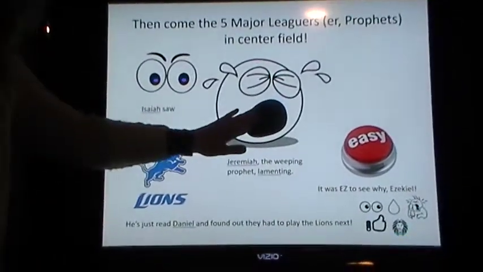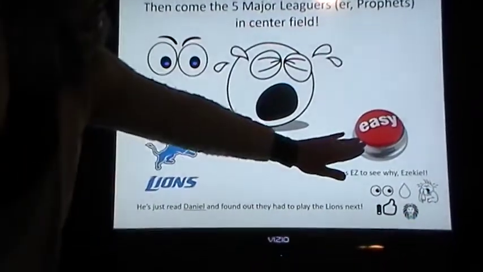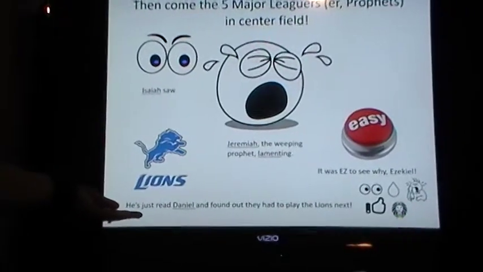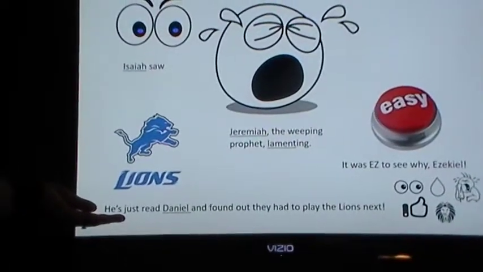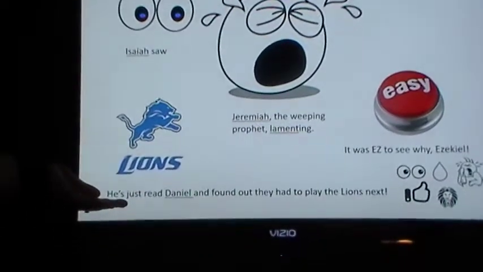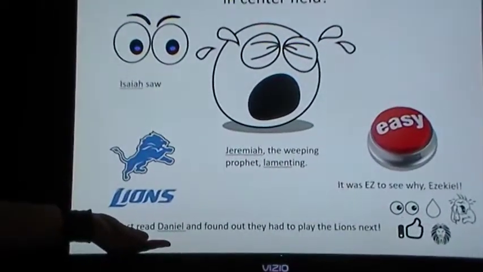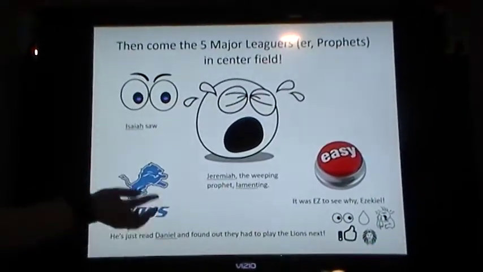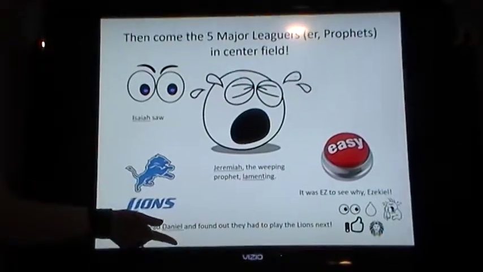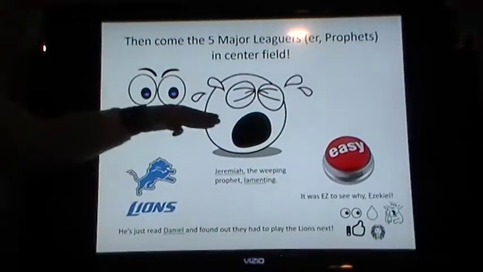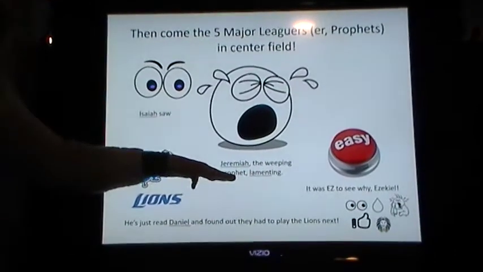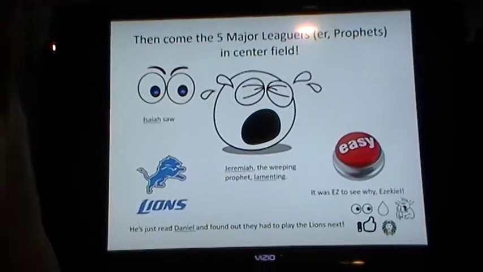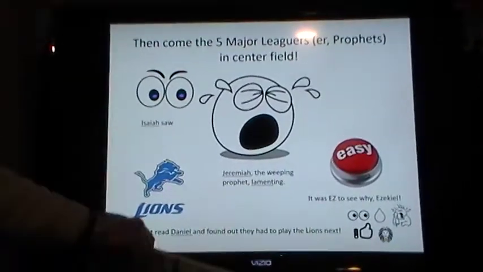Isaiah, Jeremiah, Lamentations, Ezekiel. And the reason he's crying is that he just saw the schedule and realized that he has to play the lions next. He found that out because he read Daniel. Do you remember Daniel in the lion's den? Well, that story comes from the book of Daniel. So let's remember the lion triggers Daniel. Isaiah, Jeremiah, Lamentations, Ezekiel, Daniel. All right. Let me pull this back up and let's see what we've done so far.